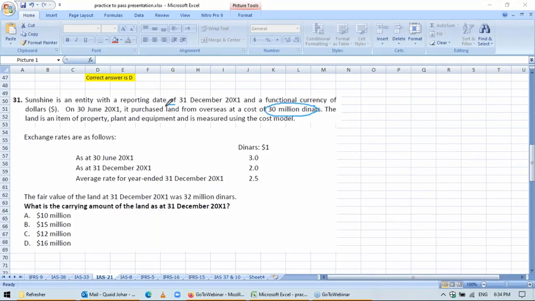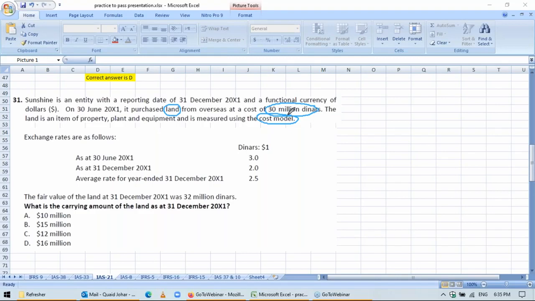Now what have they purchased? They have purchased land. First thing, is it a monetary item or a non-monetary balance? It's a non-monetary item. The benefit from the land cannot be exactly converted into cash terms. So this is a non-monetary item. And secondly, what we have to see regarding a non-monetary item is whether we are using the cost model or the revaluation model. So they are using the cost model. So only one time the dinar figure will get converted into the dollar figure, and that's at inception, at the time of initiation of the transaction. Okay. So 30th June 2001.